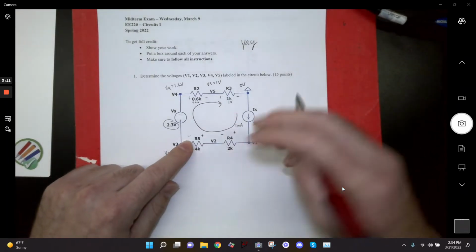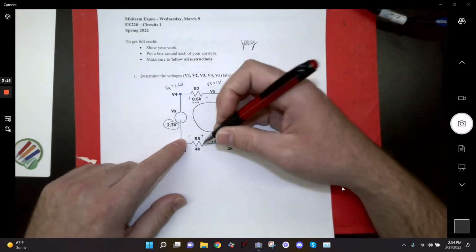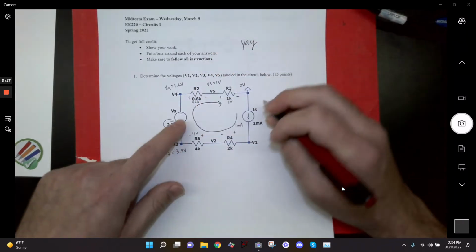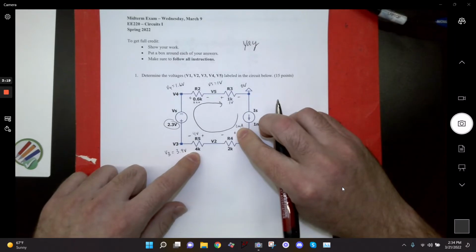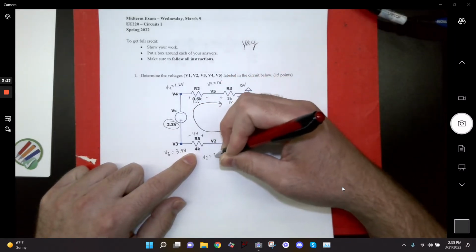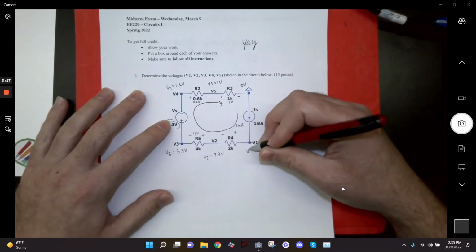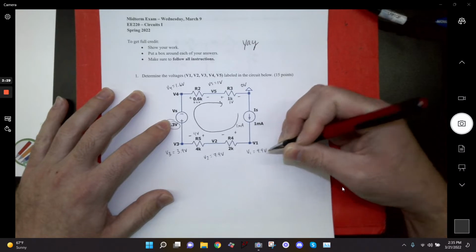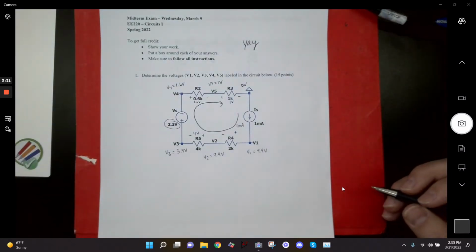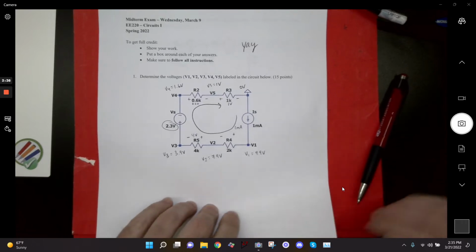Okay, and now you notice I'm still going up, from lower potential to higher potential. This is a drop of 4 volts, 1 milliamp times 4K. So I go from 3.9 and V2 is 7.9, and then another drop of 2 volts, so V1 is equal to 9.9. Any questions there? All right.